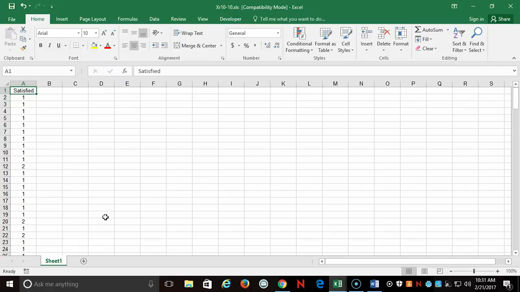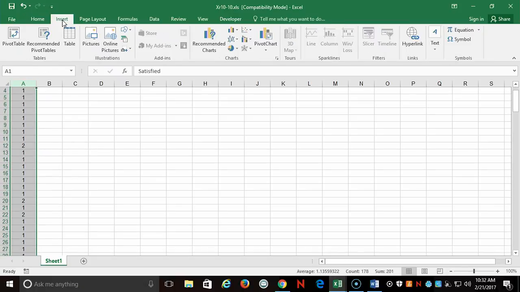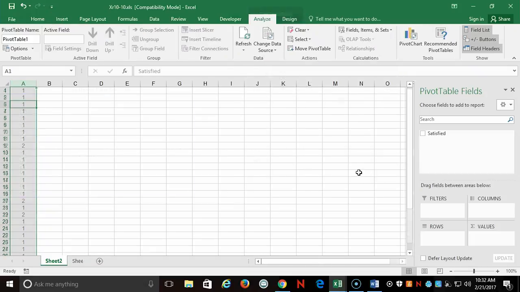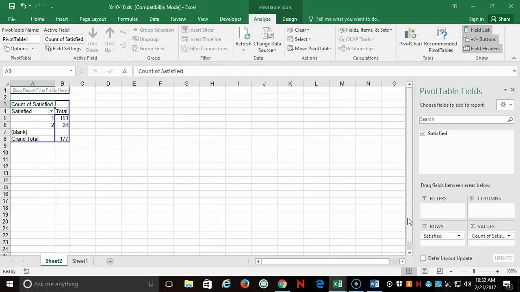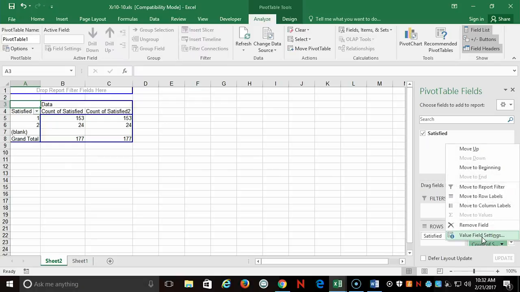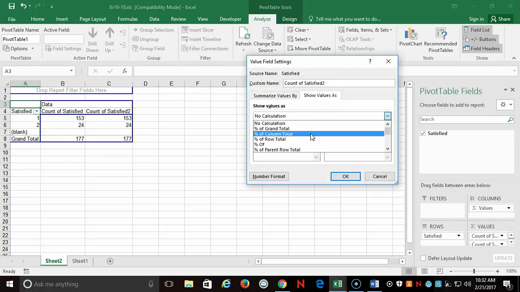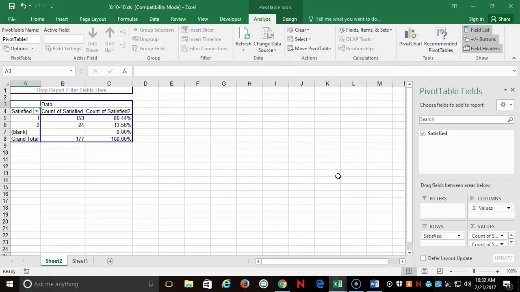How do I get a sample proportion, percentage satisfied? One thing I can do, very good, is a pivot table. I need a percentage of the number of people that said 1. Insert, pivot table. I'm going to drag satisfied to the rows. I'm going to drag satisfied to the values. It looks like 153 out of 177 were satisfied. I could figure out p-hat by saying 153 divided by 177, or I'll make Excel do that work for me. We've done this before. Value settings, show value as, percentage of grand total: 0.8644.